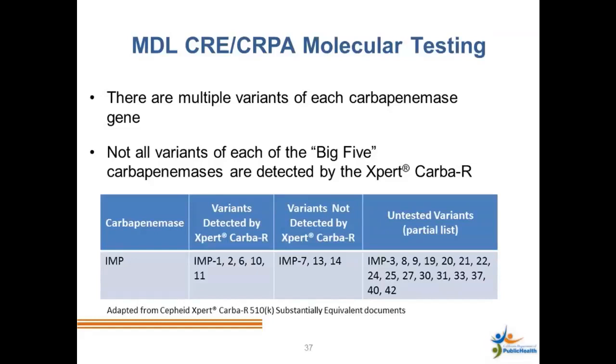The information in this table is taken from the Cepheid Xpert Carba-R 510(k) substantially equivalent documents. I've included the testing results for IMP. What you can see is that there are a number of IMP variants that the Xpert Carba-R has been shown to detect: 1, 2, 6, 10, and 11. But there are also variants which it cannot detect: 7, 13, and 14. Additionally, there are several variants where there is not sufficient laboratory testing to know if they can be detected. So, a result of a gene non-detect by the Xpert Carba-R does not actually preclude the presence of that gene.